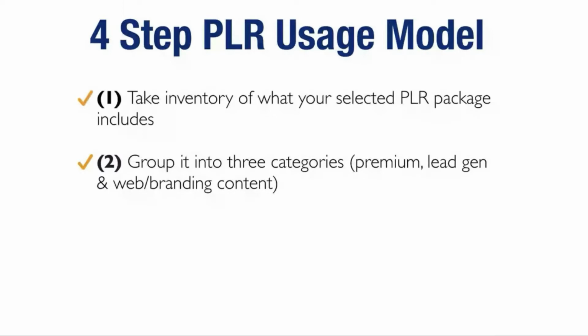Or maybe it's lead generation content. You're creating a report that you're giving away on the sidebar of your blog. Very traditional, classic example. Probably not the world's best way of building your list, but it is one way of generating a list. You can use PLR to do that. And then, of course, the biggest one is web and branding content: blog posts, stuff to put out on social media, anything you want to make publicly visible.